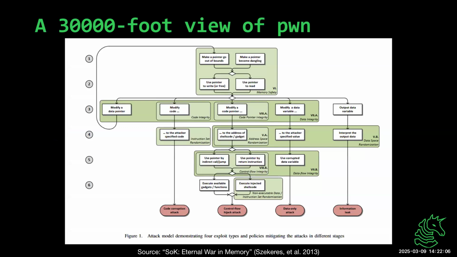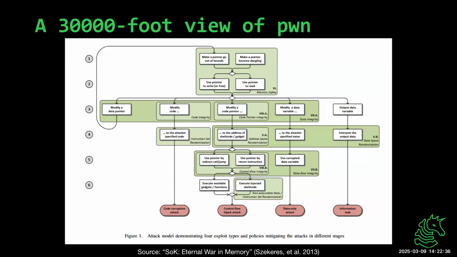Every Pwn challenge, like a CTF challenge, like a real world zero-day exploit, broadly will follow this pattern. It usually starts with violating memory safety. So you will somehow get an invalid pointer. Either you go out of bounds, or you get a dangling pointer, which is something we will see with malloc. And then you use this invalid pointer to either read or write.